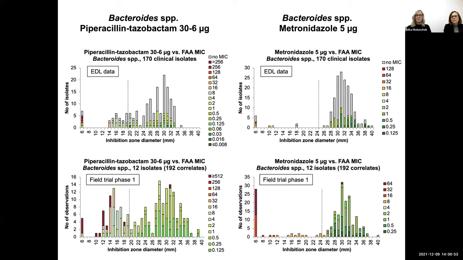So I think that this is probably just more a result of piptazo being a bit difficult and with different enzymes being expressed differently. And what we can say also, if you compare the upper graph, the EDL data, with the lower graph with the phase one data, is that for the phase one clinical trial, we had also intentionally included many isolates close to the breakpoint. So that is a more challenging collection of isolates. That is why you also have more results between 12 and 18 millimeters here, for example, that we intentionally included those isolates among the 12 isolates that were tested. But if you look at the EDL data, where we in total had 170 isolates, you can see that there are fewer results in that area.